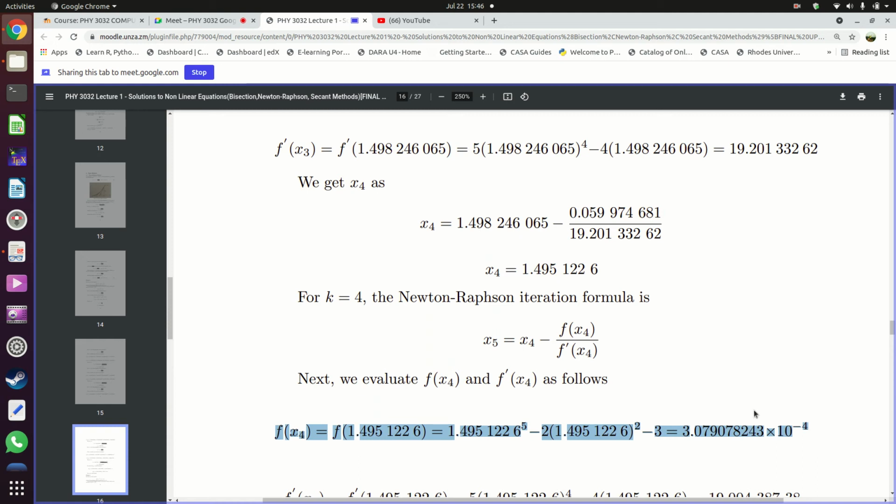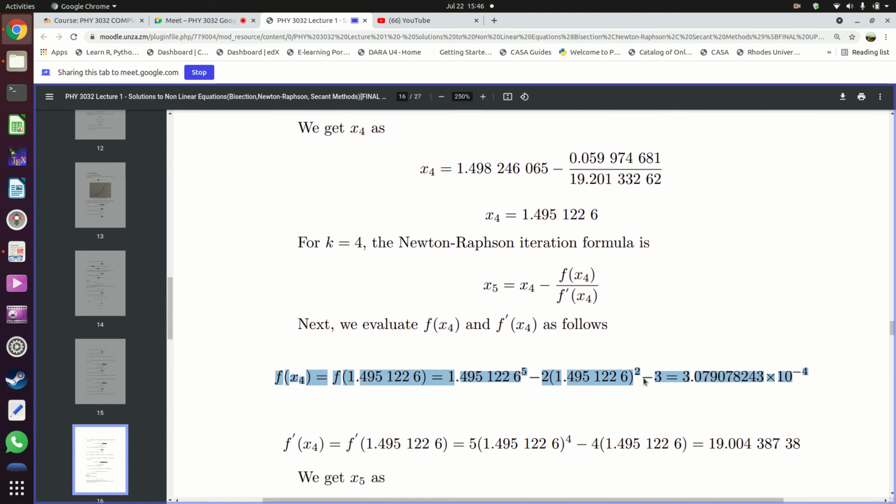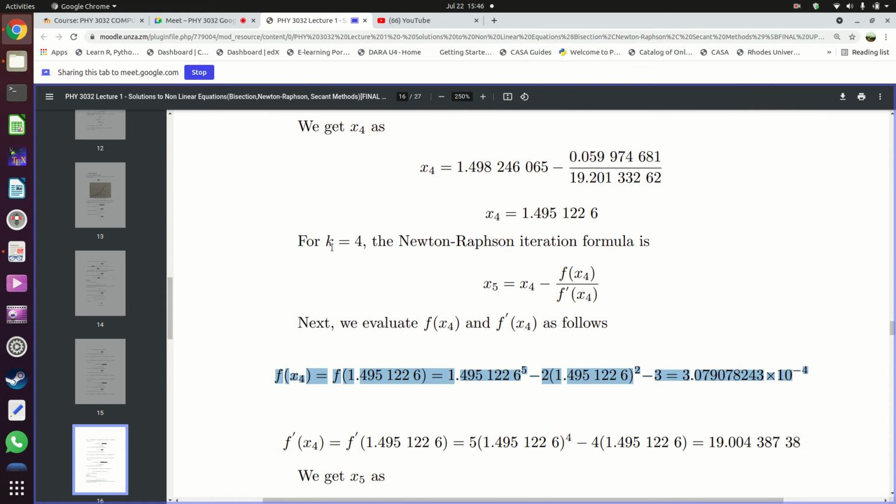Okay, so if I proceed like I did, I proceeded to work out for k equals 4, there would not be much difference, as you are going to see. Between x equals 4 and x equals 5, there would not be any appreciable difference. So let's see. For k equals 4, I'm going to end up with the Newton-Raphson method, which is x5 equals x4 minus the value of the function at x4 over the value of the derivative at x4.